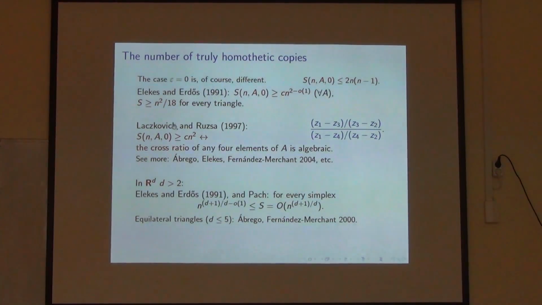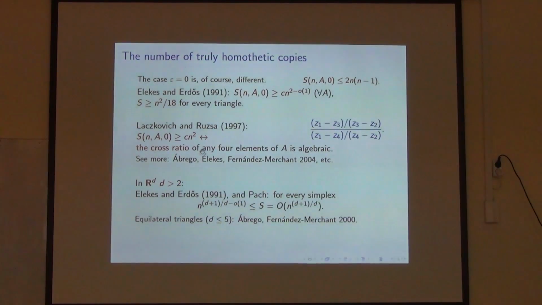A couple of years later, Laczkovich and Ruzsa solved the problem. So what is this statement? Given a configuration A, now it has more than 3 points, because for 3 points the order of magnitude is always n squared. It's difficult to imagine, but it can be done. They asked for which shapes we can have a construction with n squared homothetic copies, and for which shapes not. And the answer is what came to my mind first immediately.